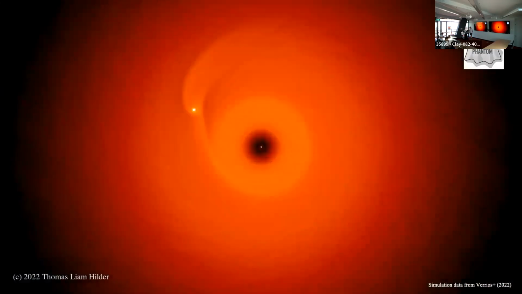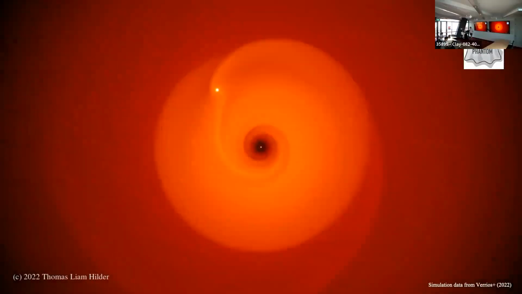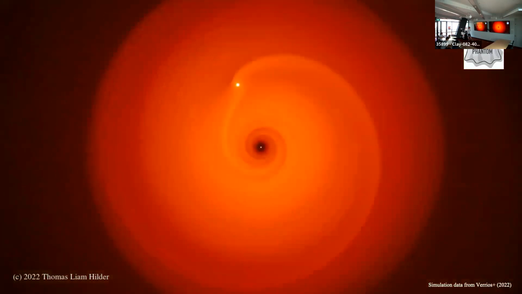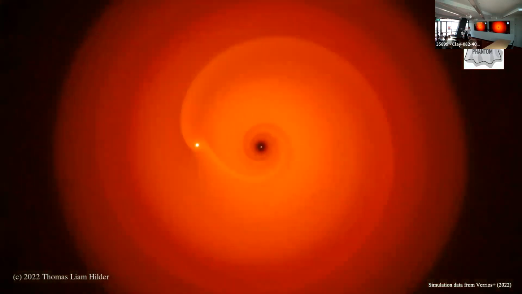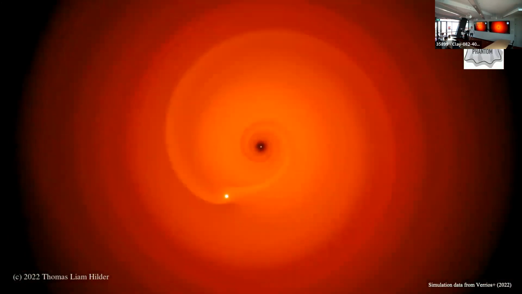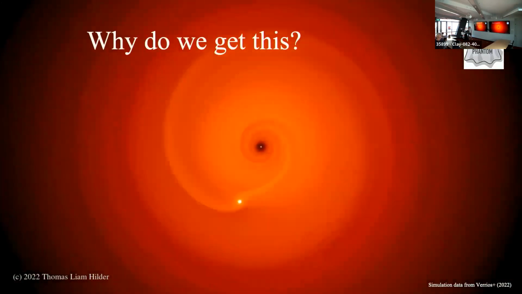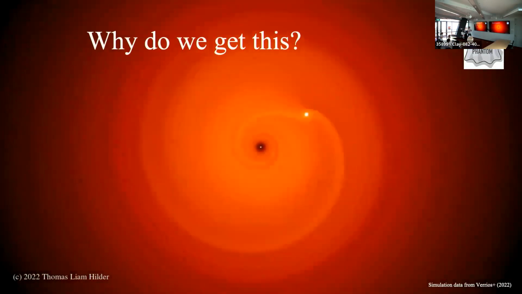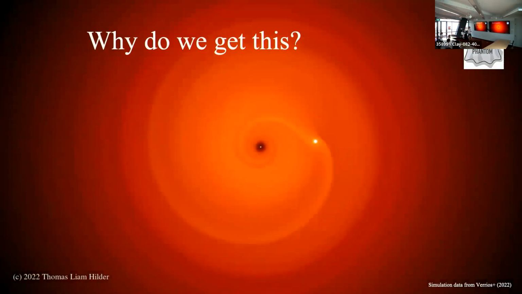So here I have a Phantom simulation of a planet tidally interacting with the disk and exciting a spiral wake, which I'm sure many of you have seen before. But I'd like to motivate the rest of my talk by asking, well, why is it that we should get this? I guess it seems somewhat natural that the planet should excite waves and those waves should interfere, but at least I find it surprising that you get such a coherent structure that seems to live in the disk.